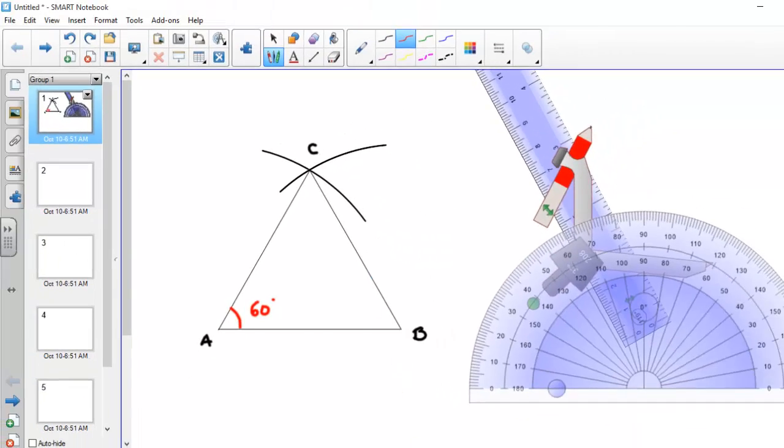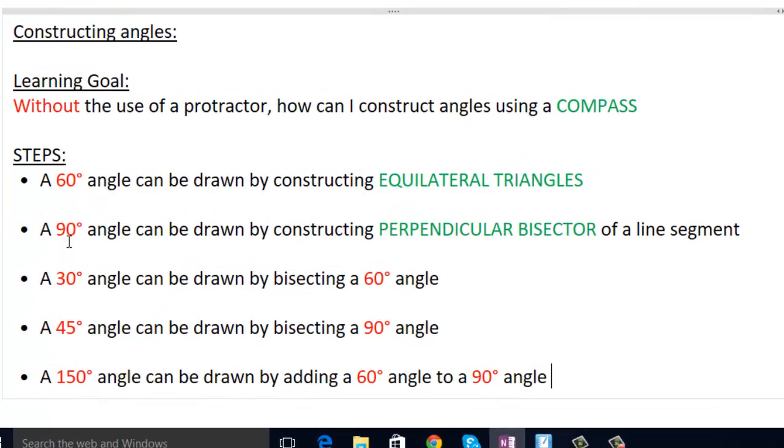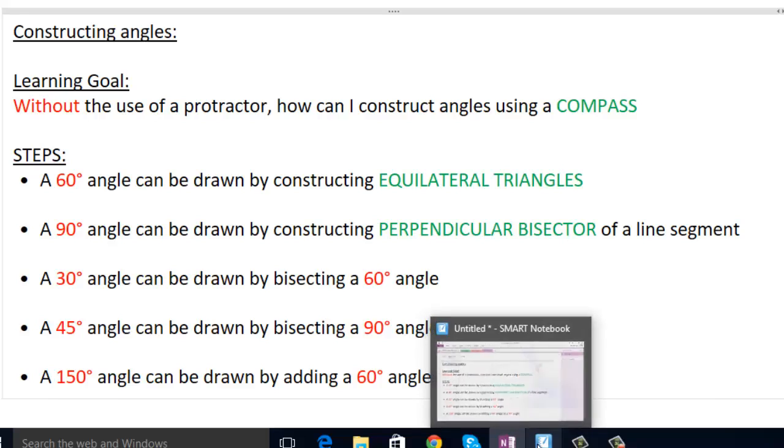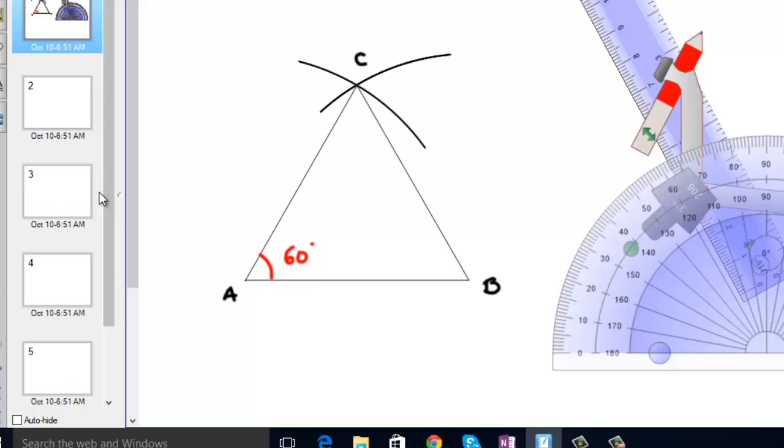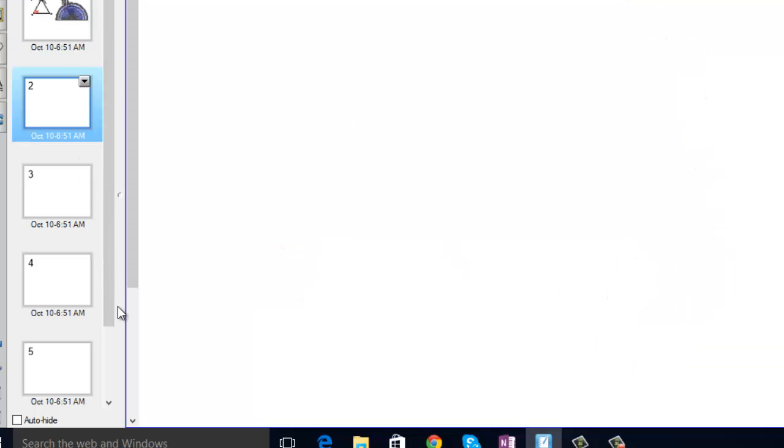Let's go back and see the second one. I need a 90 degree angle. We know from previous lessons that a 90 degree angle can be drawn by constructing the perpendicular bisector of a line segment. And this lesson is not new. This is from the previous lesson. So I can go to another page and repeat the same thing.